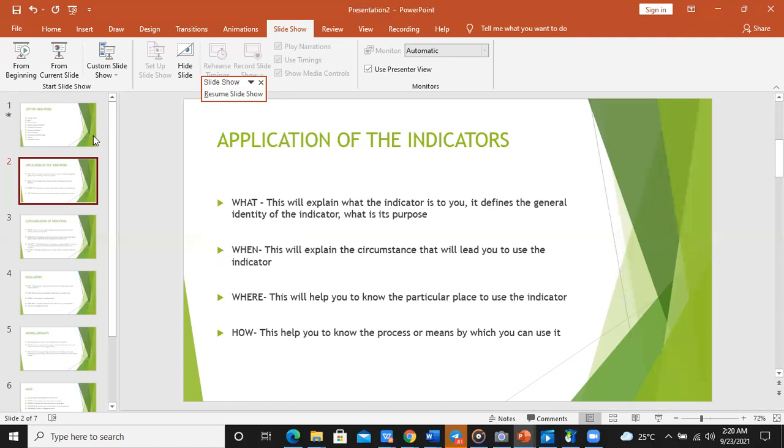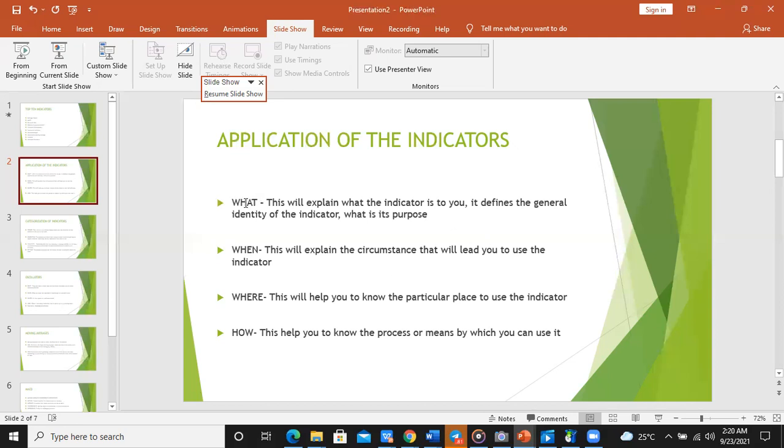So let me take you to a very small English class. We have 4 things to note on every indicator. That is, what is the indicator? That is, when are you to use the indicator? That is, where are you to use the indicator, and how are you going to use it?